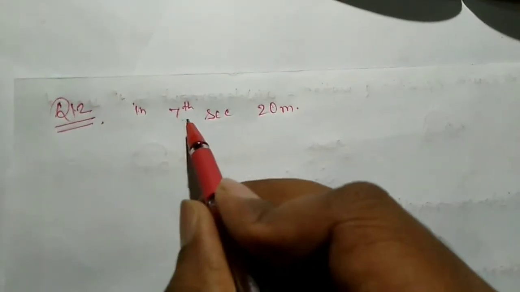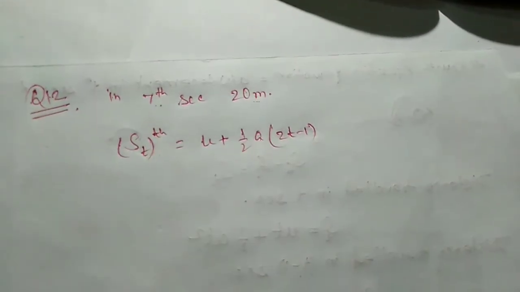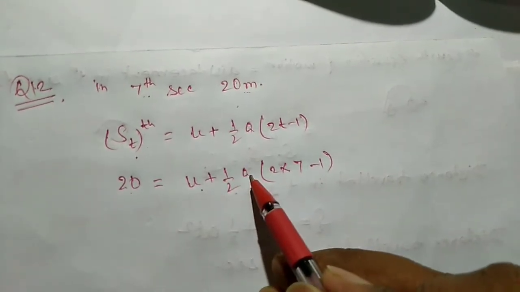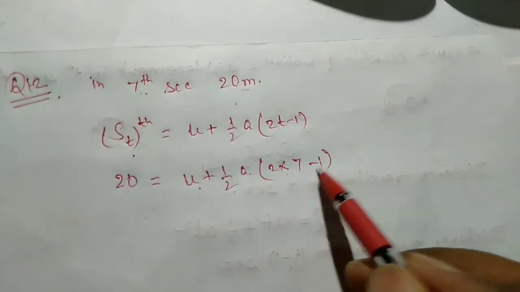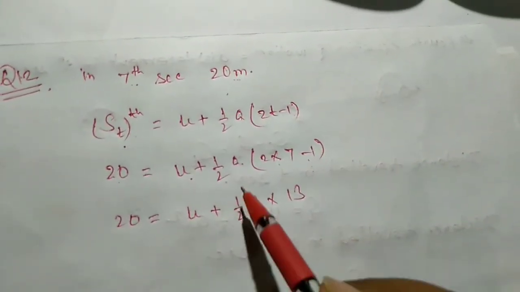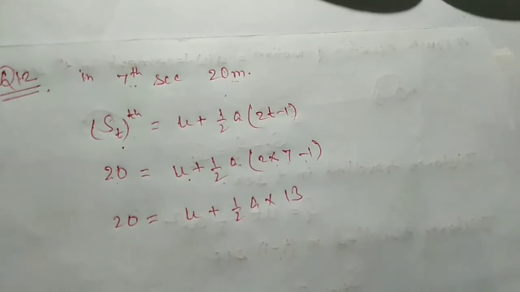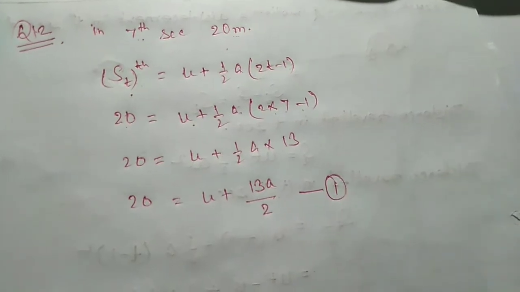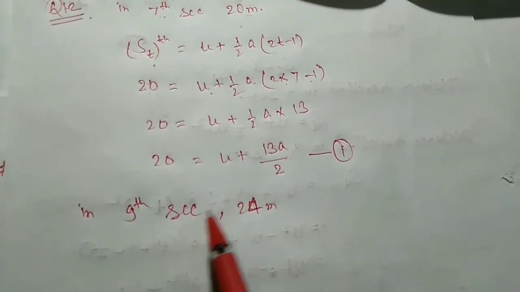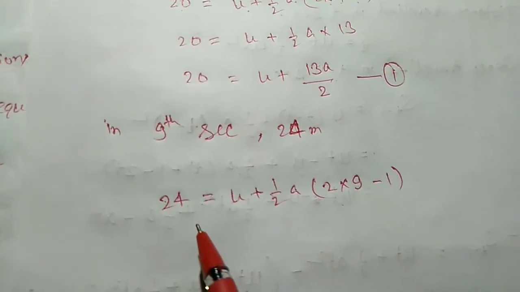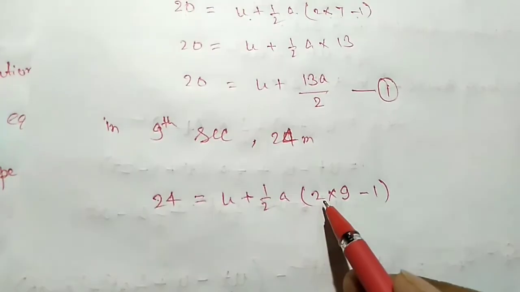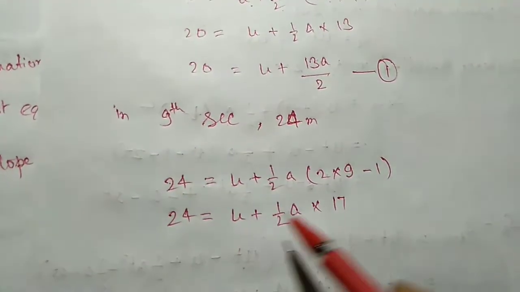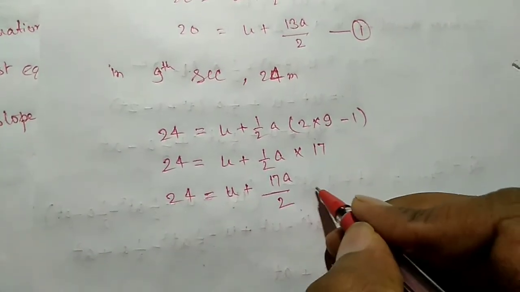As per the question, in the 7th second the distance is 20 meter using this. So s_t-th is 20 meter, u we don't know, half a as it is we don't know, and 2t minus 1, so 2 into 7 minus 1. So 20 is equal to u plus half a, 2 7s are 14 minus 1, 13, or 20 is equal to u plus 13a by 2. This is equation 1. Again from the question, in the 9th second 24 meter, let's fill that using the same equation. s_t-th is equal to u plus half a, 2 into the time minus 1. So 9 twos are 18 minus 1 is 17, rest is same. So 24 is equal to u plus 17a by 2.